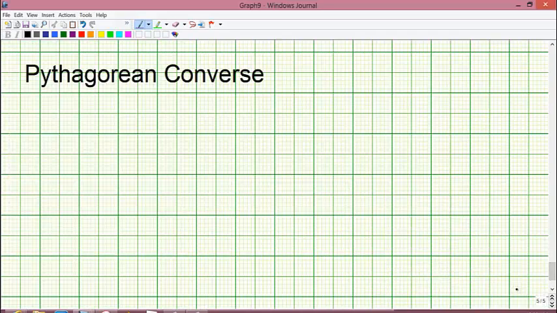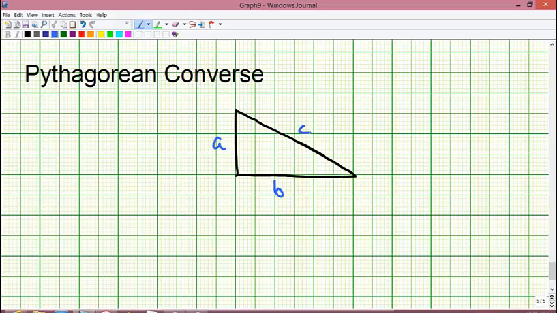Okay, the Pythagorean converse is basically the same idea. It's still using Pythagoras' theorem, but it comes at it from a slightly different perspective. What it states is that if you have a triangle A, B, and C, and the sides are in the relationship a squared plus b squared equals c squared, where a and b are the two shorter sides and c is the longest side, what that means is it's a right triangle.